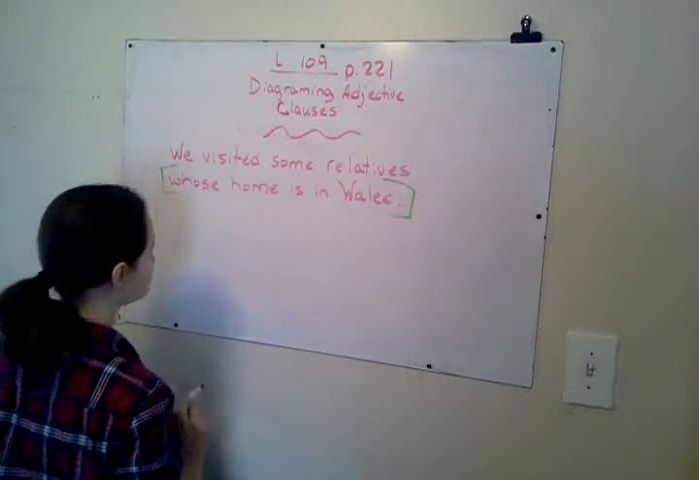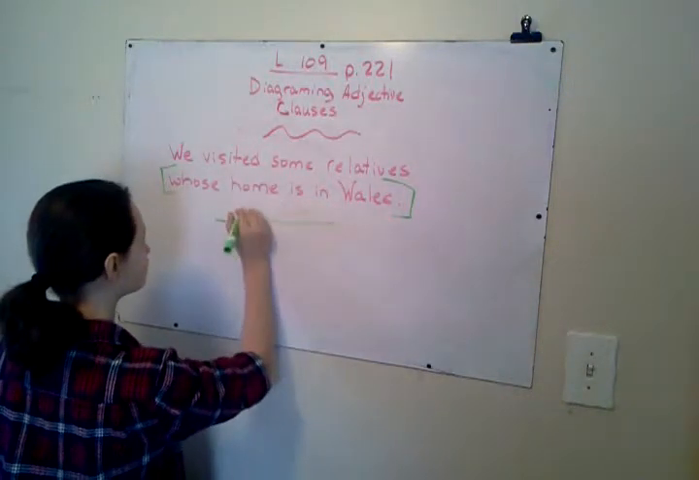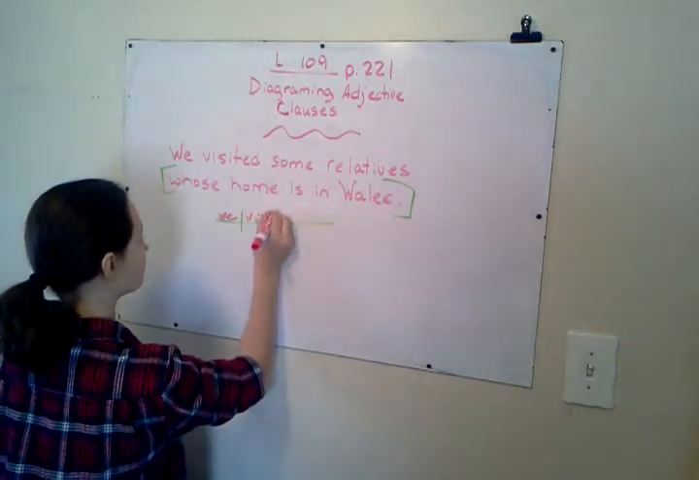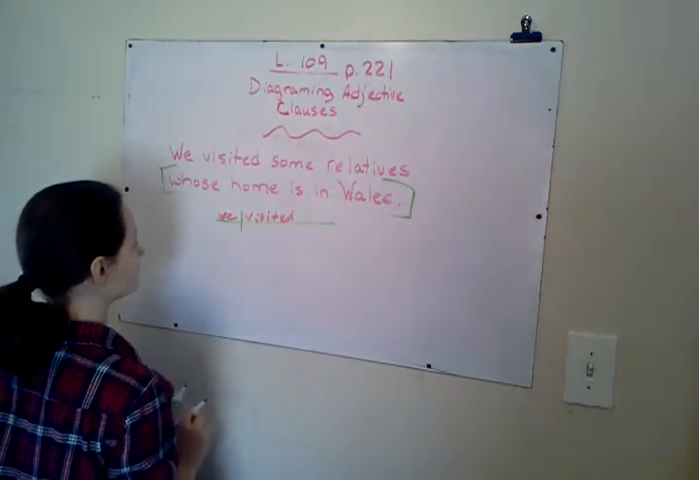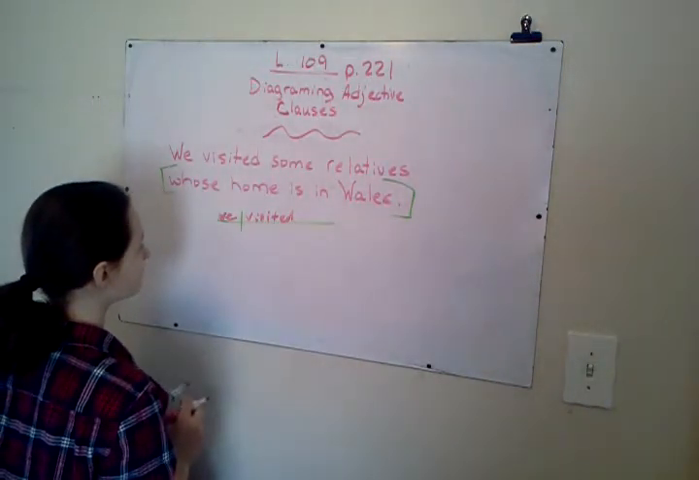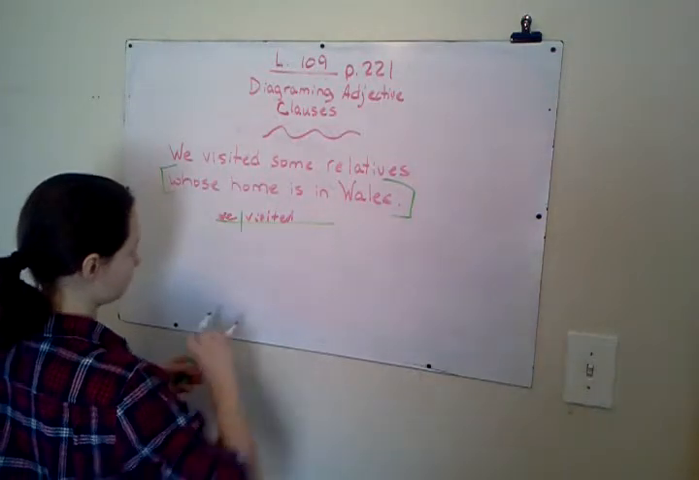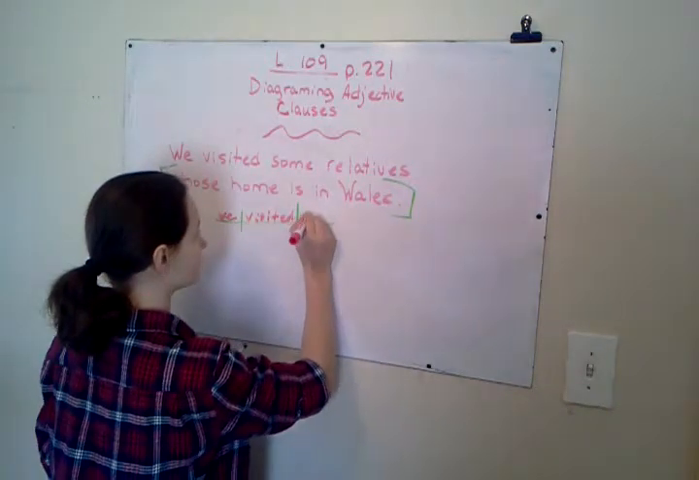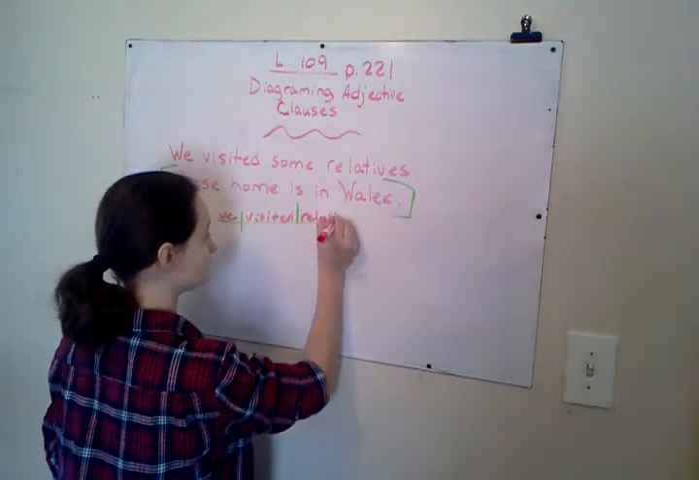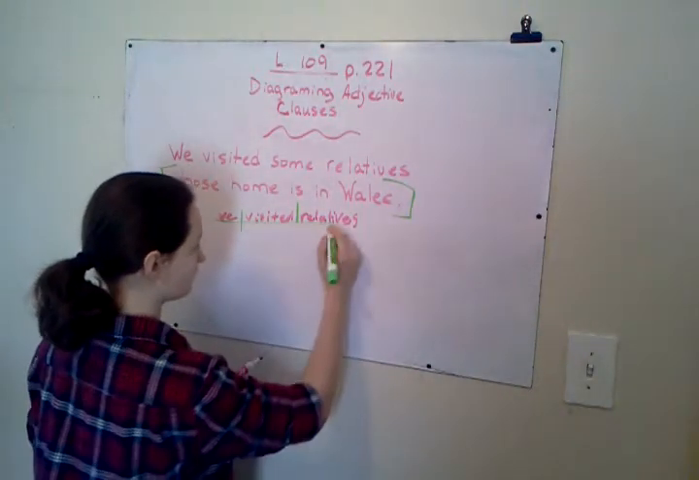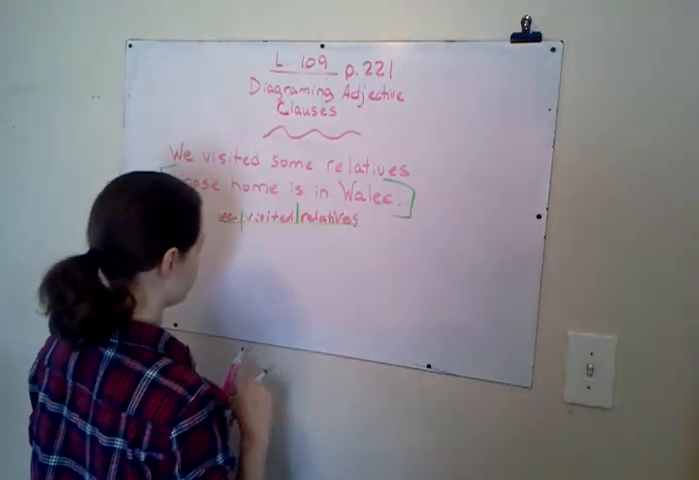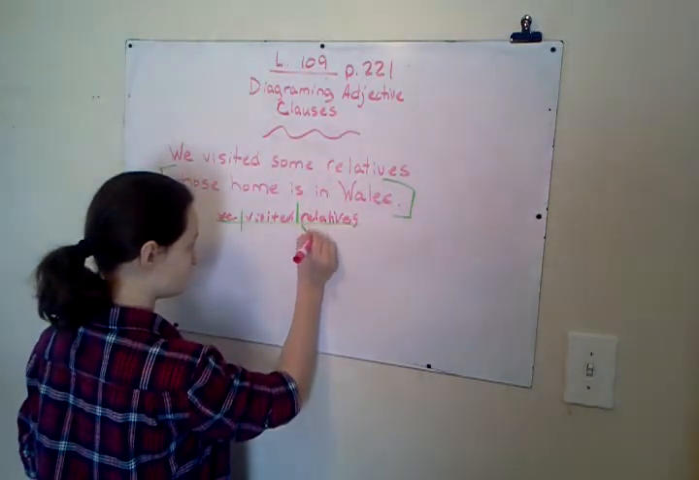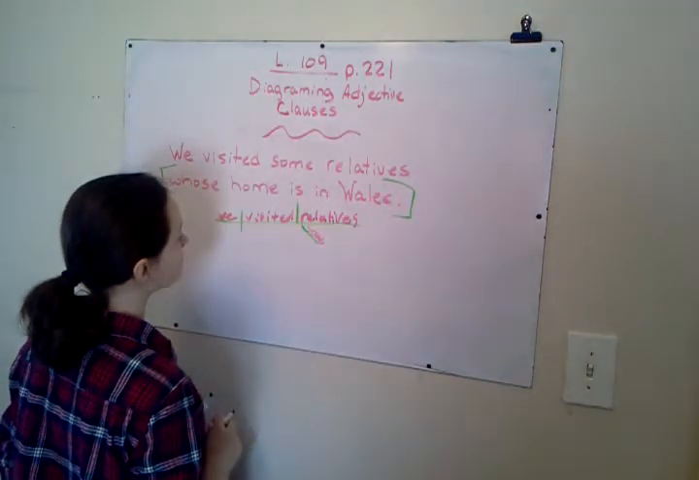So let's do a diagram for the main sentence. We have subject and verb. We visited. And what do we do with some relatives? We visited who or what? We visited relatives. So relatives is a direct object. Visited is an action verb, so relatives is a direct object. We visited relatives. And then some is an adjective that goes underneath relatives. How much relatives? Some. How many? How much? Some. And now we're going to diagram the clause.